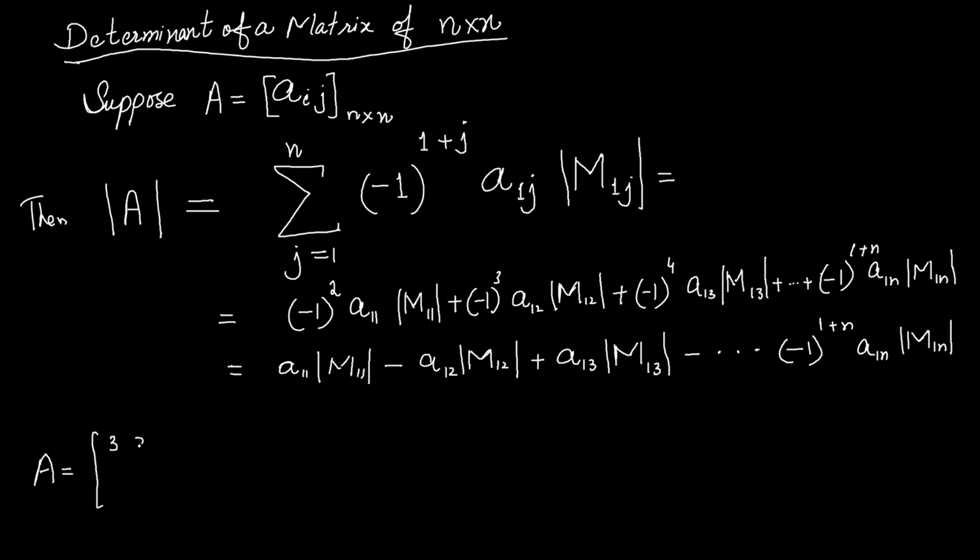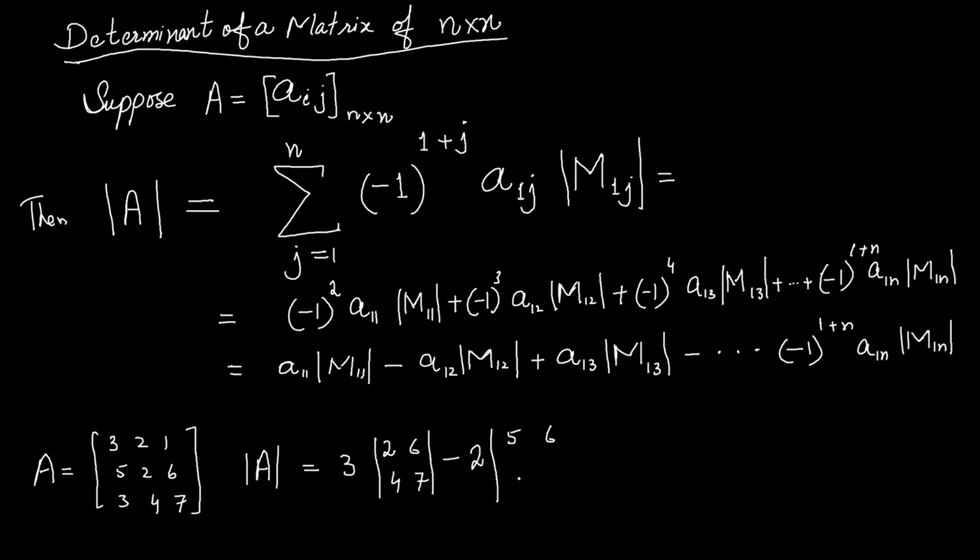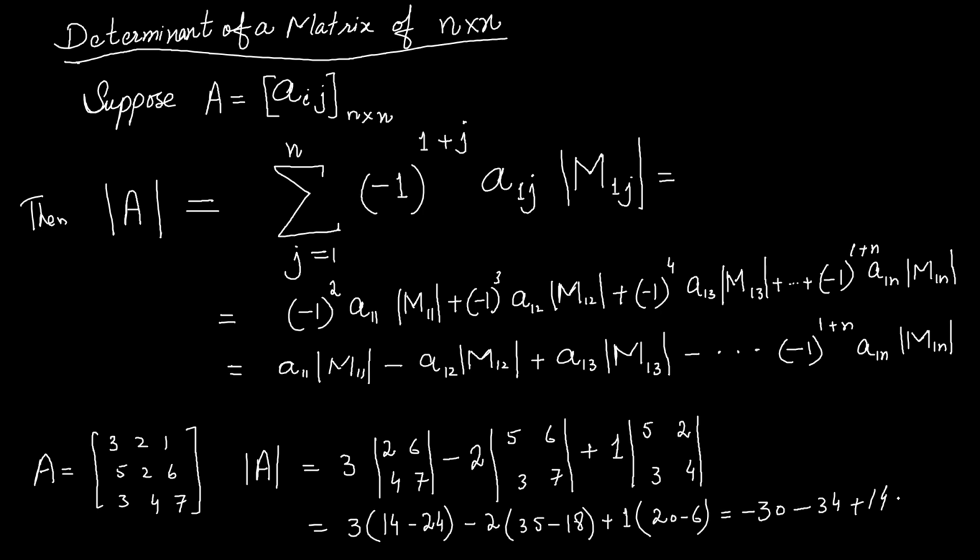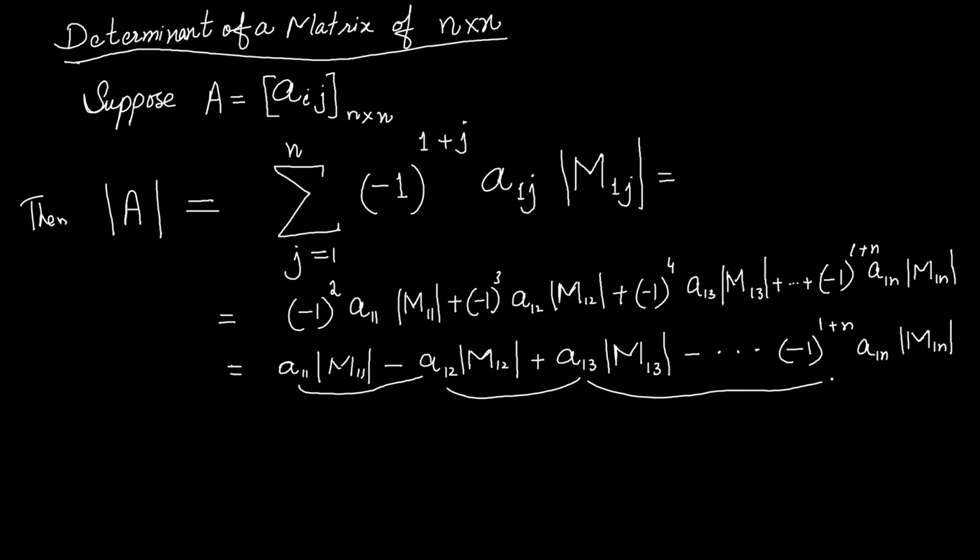Suppose A is equal to this matrix. Determinant of A is equal to 3 into the minor of 3, minus 2 into the minor of 2, plus 1 into the minor of 1. Here these bars represent the determinant. This is equal to minus 50. So the determinant of A is minus 50. In this case, the summation has been done along row 1. Why is that? In fact, we can use any row or any column to find the determinant.